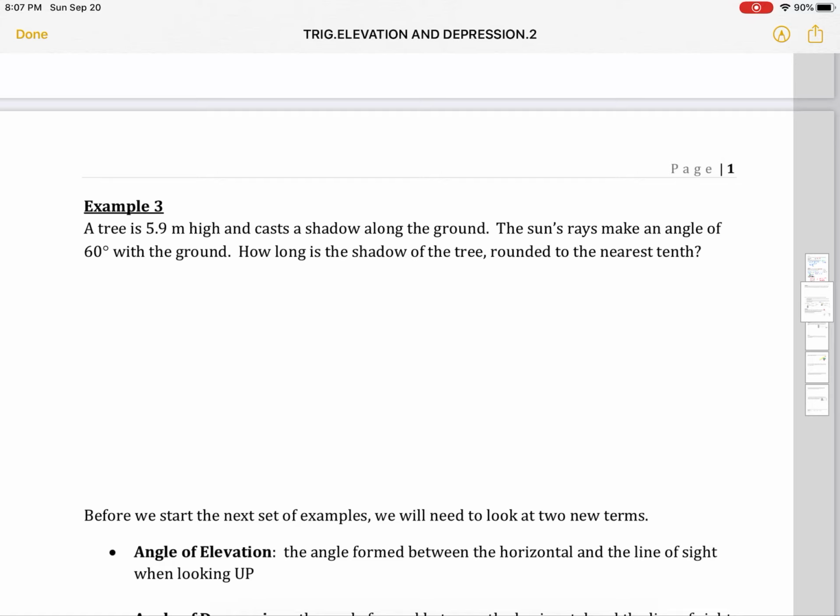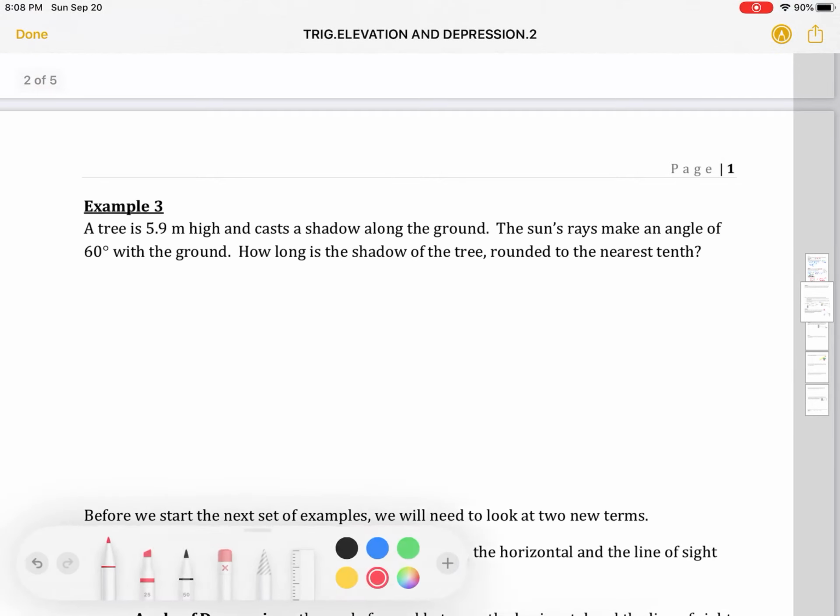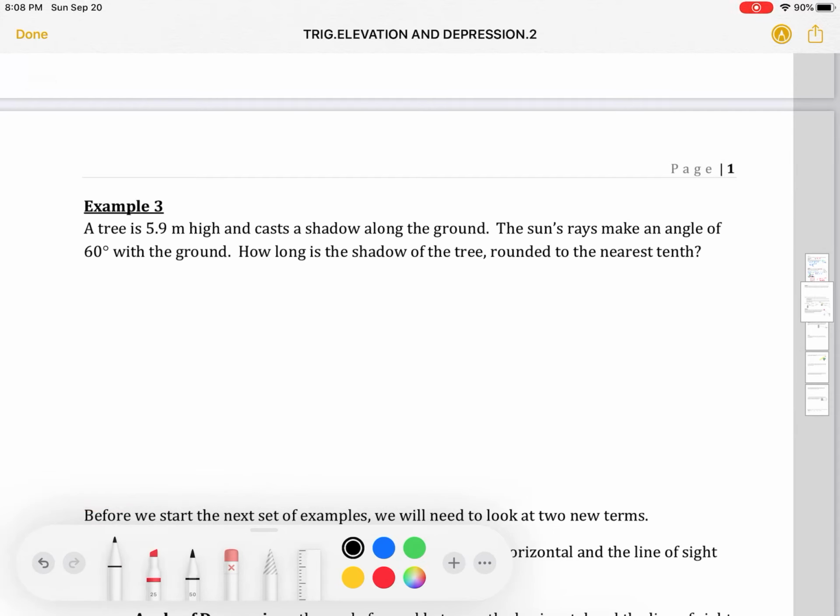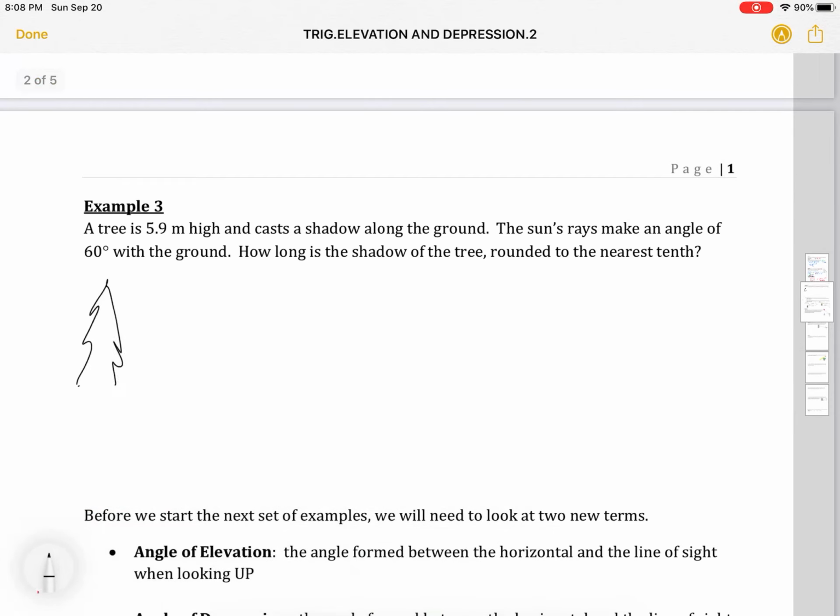We have another example here. A tree is 5.9 meters high, and it casts a shadow along the ground. So let's draw our picture. I like drawing my picture. So we've got a tree, and it has a shadow.